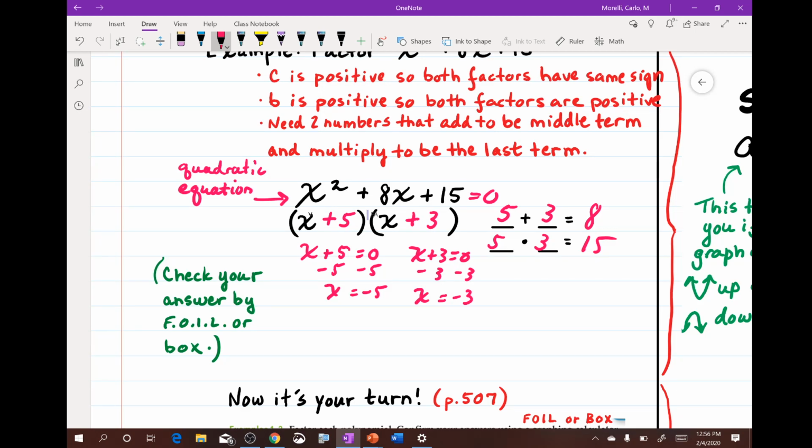Now, where do you think this graph crosses the x-axis? -5 comma 0 and -3 comma 0, right? Crosses the y-axis at 15. So 0 comma 15, right? Wow. Y'all know a lot about this. Let's see if you're right. X squared plus 8x plus 15.